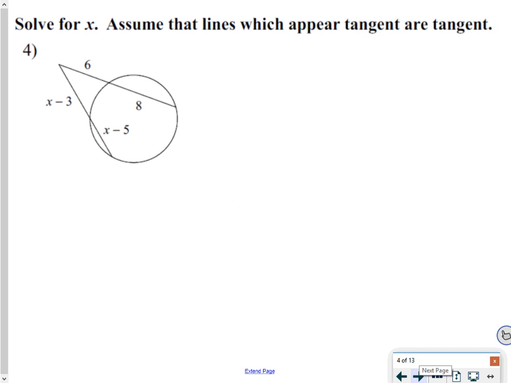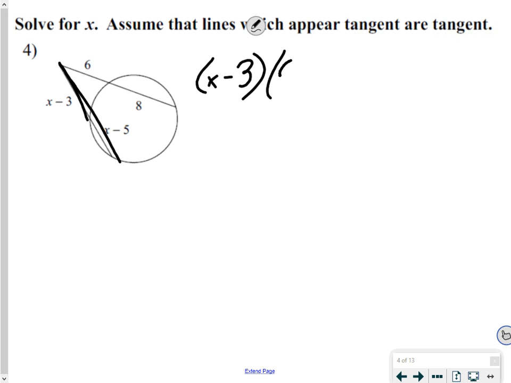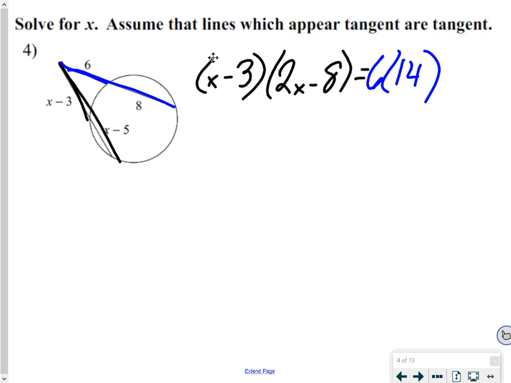Next one, a little bit more difficult. So if we take a look at the bottom secant segment, we have external part times the whole thing, which would be 2x minus 8. And that would equal the external part of the other secant segment times the whole thing, which is 14. Now we've got to multiply and distribute.